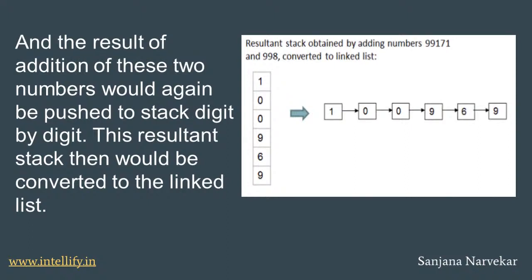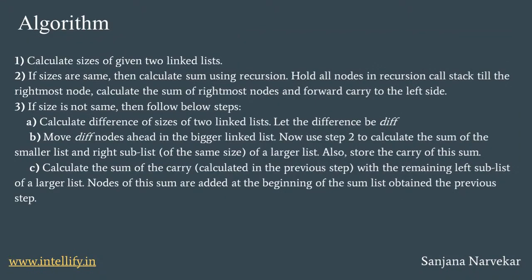Now after adding both the numbers, the addition will be 100169. So again I have to push these numbers onto the stack. It is pushing the converted result as it is onto the stack, meaning 1 will come first and then 0, 0, 1, 6 and 9. Okay, now we'll see the algorithm.